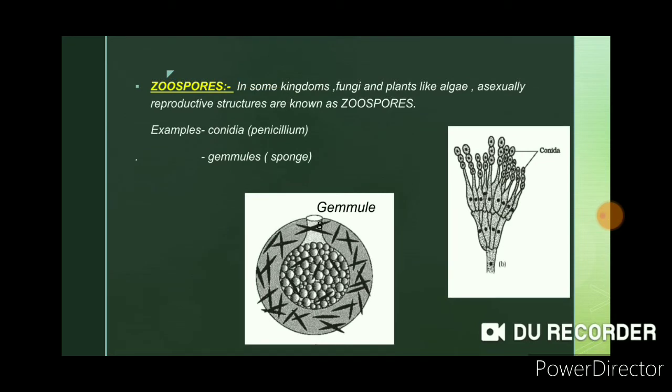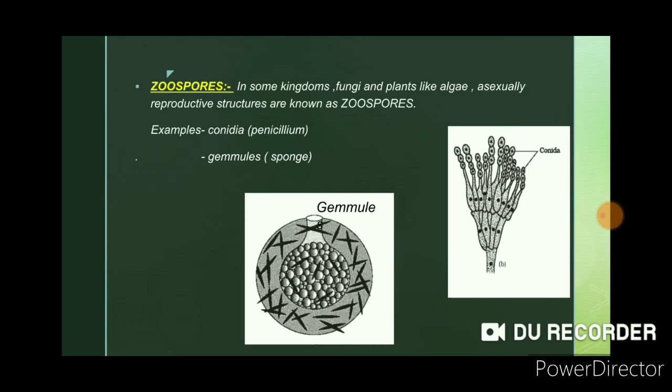Now coming to the next, a term mentioned in your NCERT is zoospores. What do we actually mean by zoospore? As we mentioned, the asexually reproducing structure in plants is known as vegetative propagules. Similarly, the asexually reproductive structure in animals is known as zoospores. Examples of zoospore are conidia for penicillium and gemmules for sponge. You can see 2 figures in the slide.